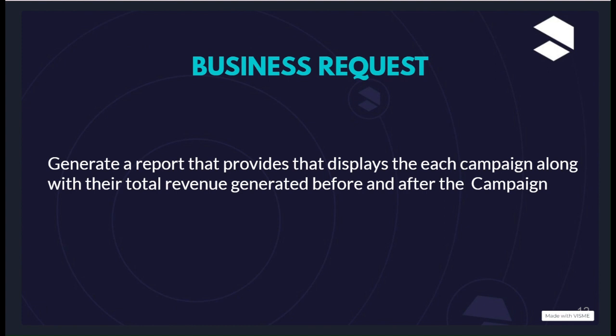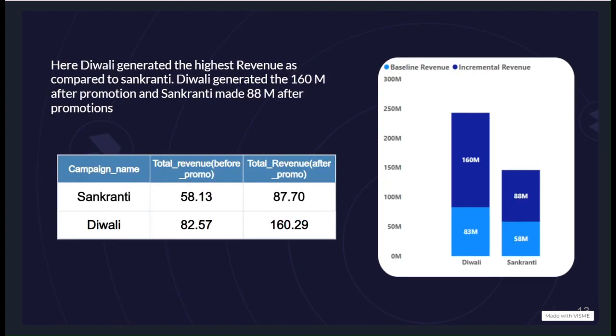Now let's move further. The next business request is to generate a report that displays each campaign along with its total revenue generated before and after the campaign. As you can see in the report, Diwali generated the highest revenue as compared to Sankranti. Diwali generated 160 million after promotion and Sankranti made 88 million after promotion. Before promotion, Sankranti generated 58 million and Diwali generated 82 million in revenue. This is the Power BI output and this is the SQL query output for verification of the data.